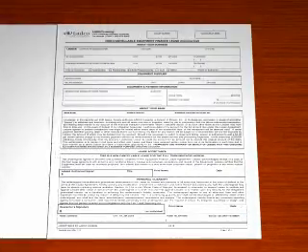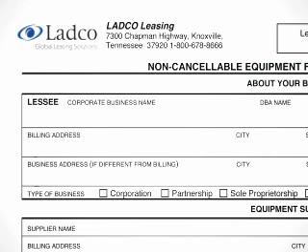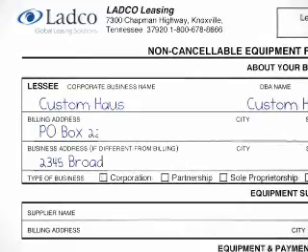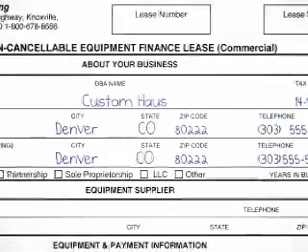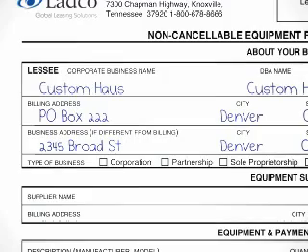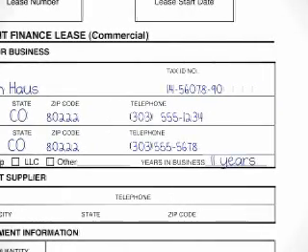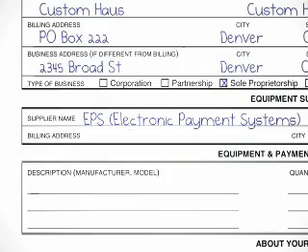The LADCO lease non-cancelable equipment finance lease is a total of 4 pages. The first section is requesting information about the merchant's business. Please list the corporate and DBA name, their tax ID, billing address, this is where the merchant would like their correspondence sent to, and a telephone number. Please enter the type of business, whether it is a corporation, partnership, sole proprietorship, or LLC, as well as the years in business. Equipment supplier will always be EPS Electronic Payment Systems.